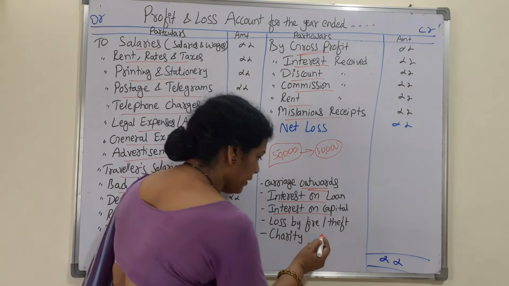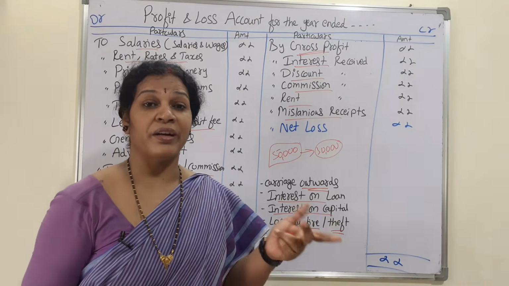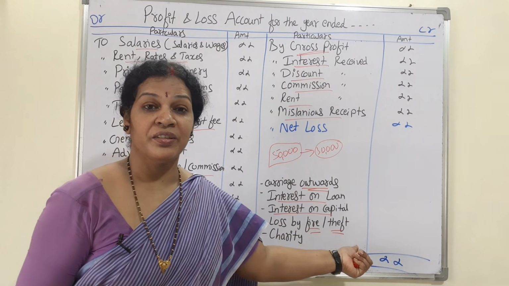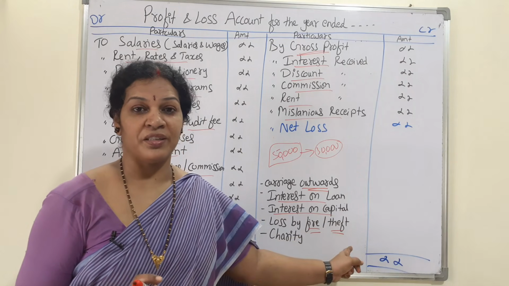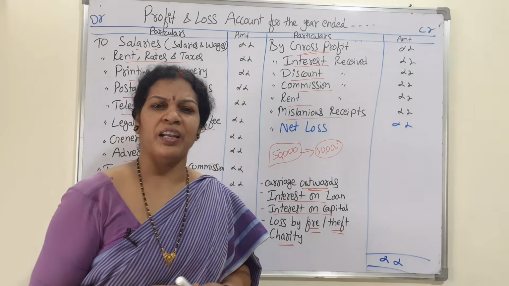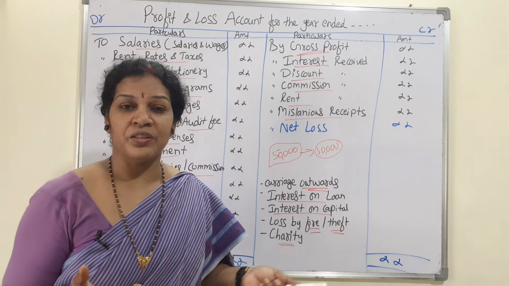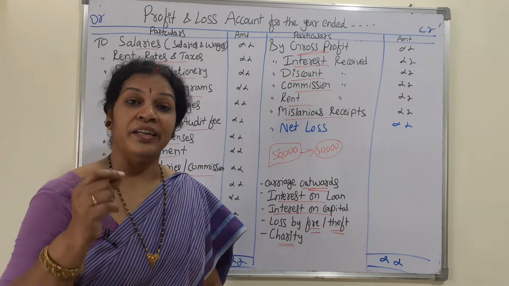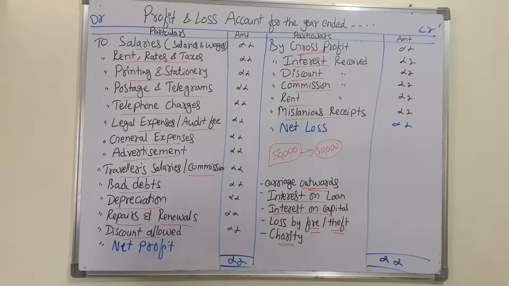And also loss by fire or theft. If there is any loss by fire accident, 2 lakh loss, debit side. Theft, some goods are stolen by someone, then it's a loss, debit side. Another one is charity. For charity, donations, alms, we are giving some amount to someone, that's an expense. We are losing it, so that's on the debit side. All these items come under indirect expenses. Please note down this table or take a screenshot.